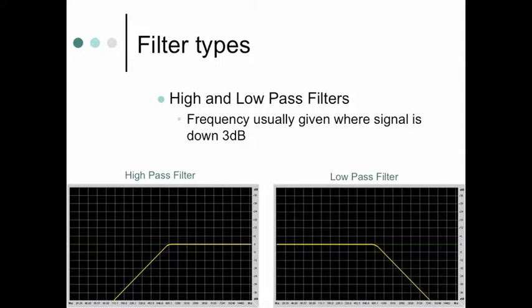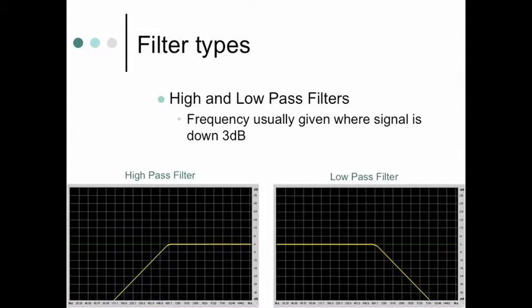When you put them all together, what do you get? You get a band pass filter. When you have a high pass and a low pass, you can get a band pass, meaning that only a certain band of frequencies can pass through.